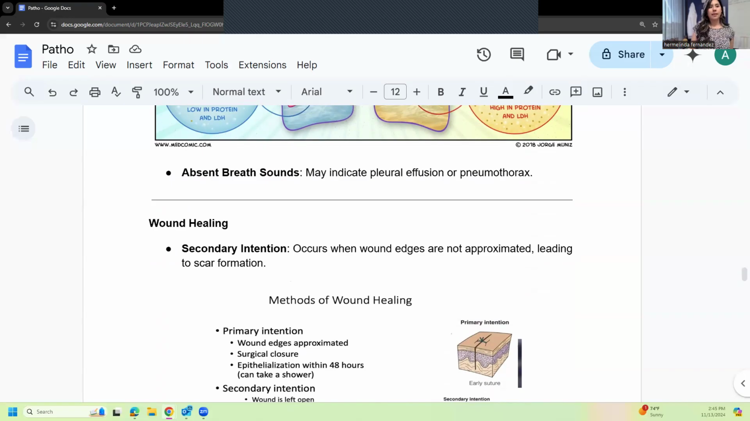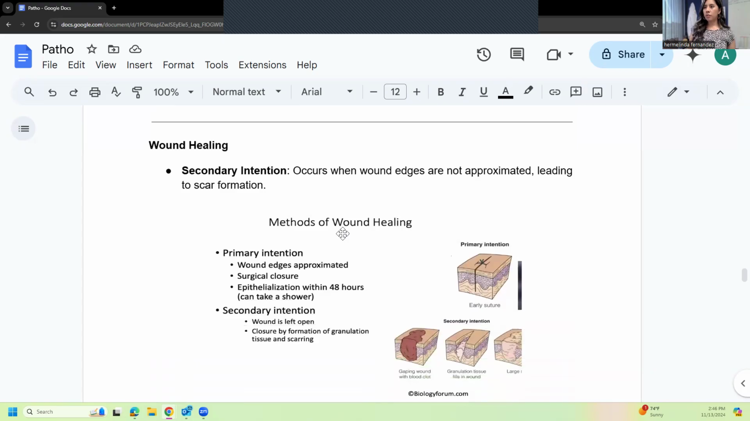Right. Now we have wound healing. Secondary intention is when the wound edges aren't closed together, so this leads to slower healing and scarring. Wound dehiscence is more like when the wound layers are separated, so this can happen due to closure compromise, okay?